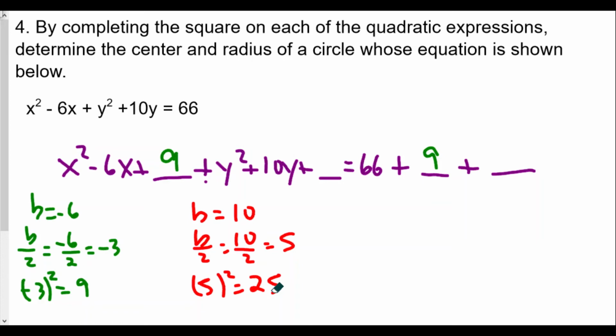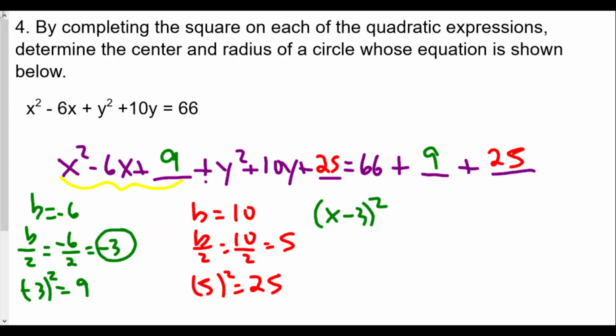So now add 25 for the y value, and 25 here. So now we're going to factor. Again, we mentioned before that we're not really factoring, because we know in this case that it's going to be x plus this negative 3 here, or x minus 3 squared, right?